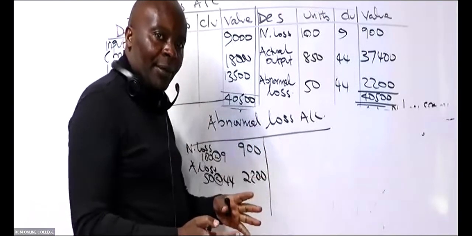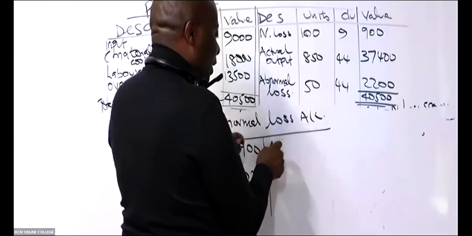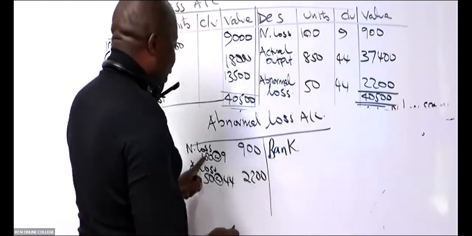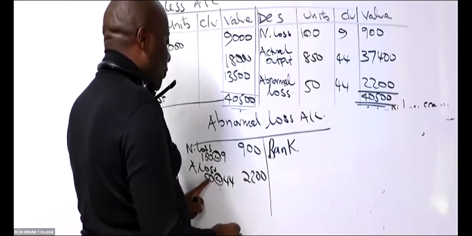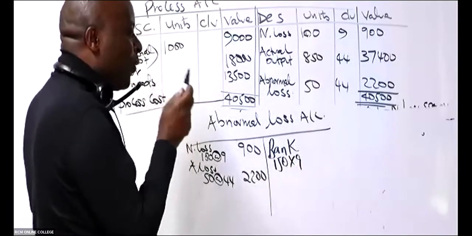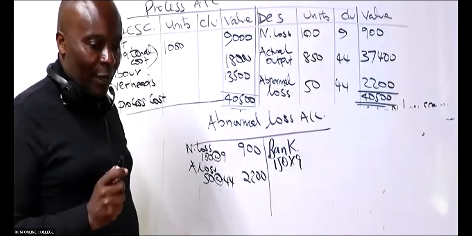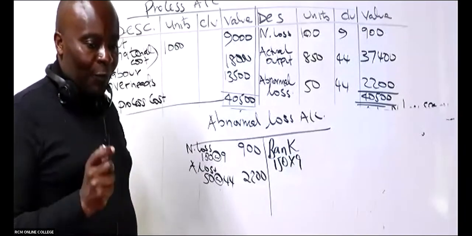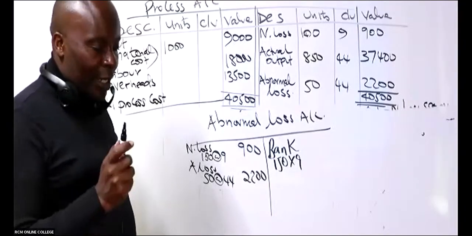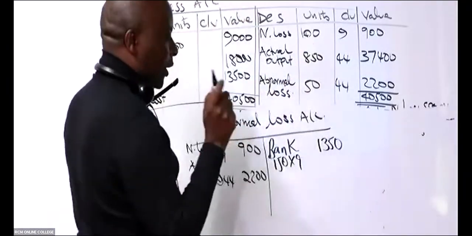We sell them and we receive money through the bank. So we debit the bank account, and we credit this account by saying bank. The total here is 150 units. Don't forget to scrap them at the scrap value given. So 150 times 9. I'm being given a figure of 1,350.